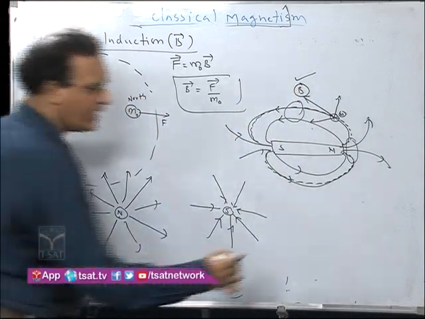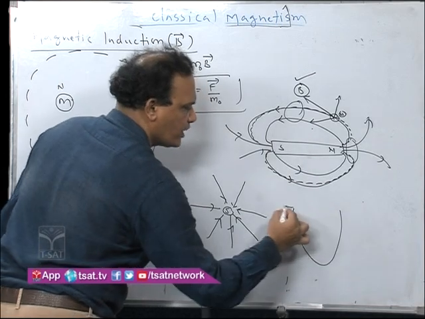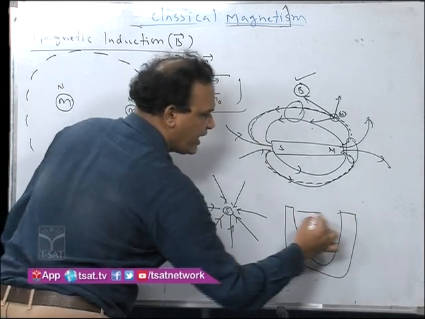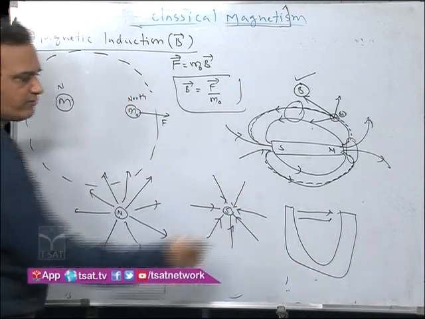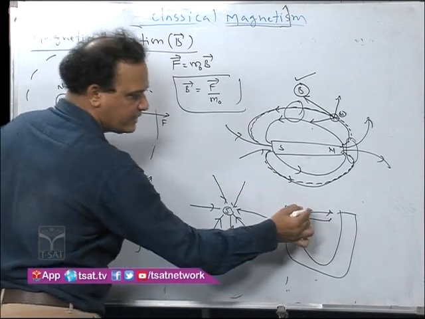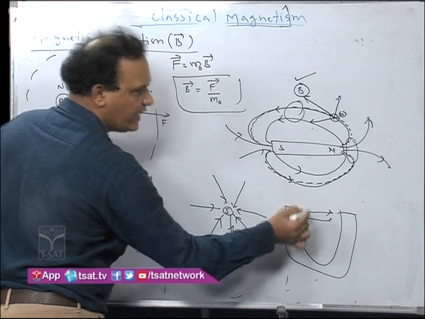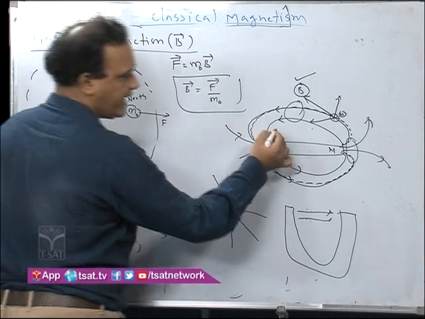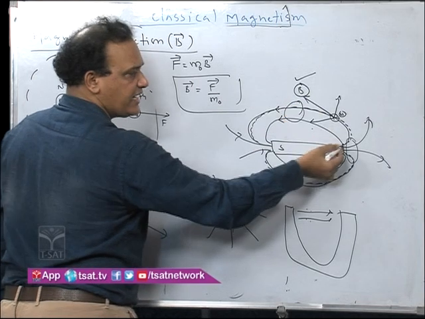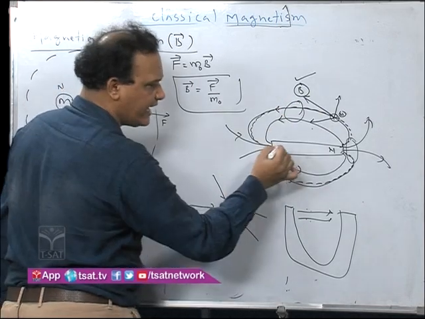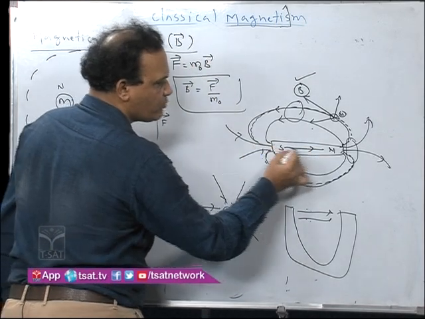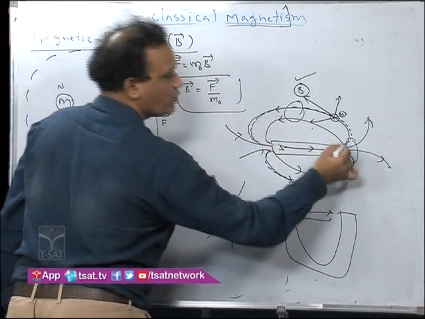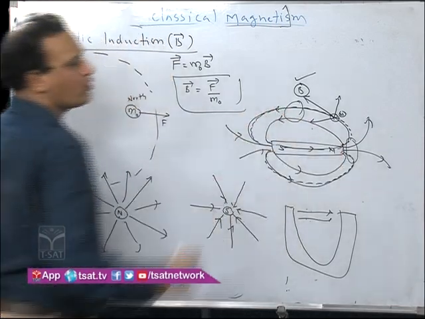Let us take a U-shaped bar magnet. In a U-shaped bar magnet, the magnetic lines are equal and parallel to each other. Therefore, a uniform magnetic field means these lines are parallel and at equal distance. In this case, the magnetic lines are outside. But what about the inside? Inside also they go from south to north pole. Therefore, the magnetic lines are closed loops.